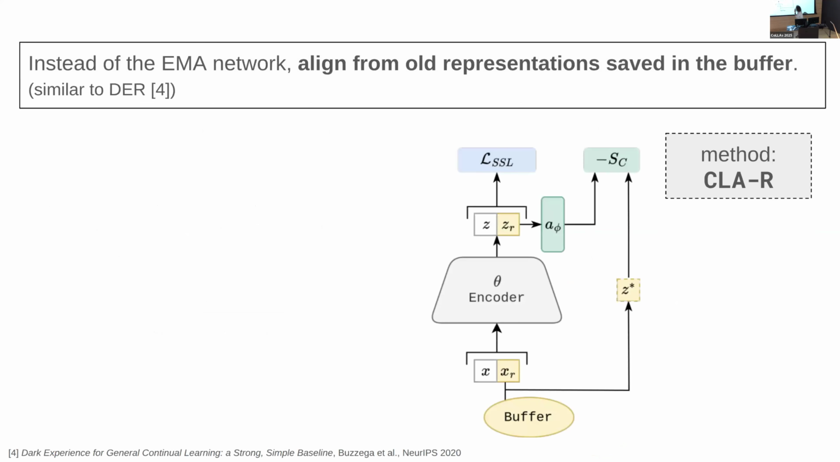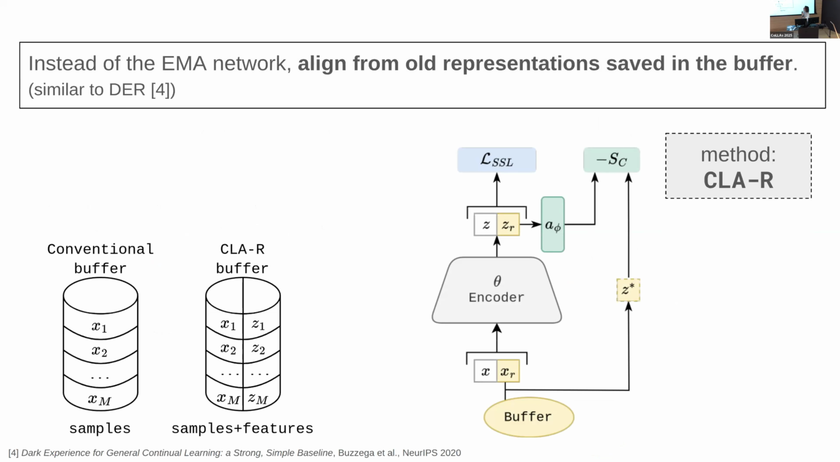The second method we proposed is CLA-R, which is similar, but instead of using the exponential moving average network as a target for the alignment loss, we use representations that were previously stored in the buffer as targets for alignment. So the buffer looks something like this: instead of having only samples stored in it, we have paired samples and past features, and those paired features are extracted and used as targets for alignment.